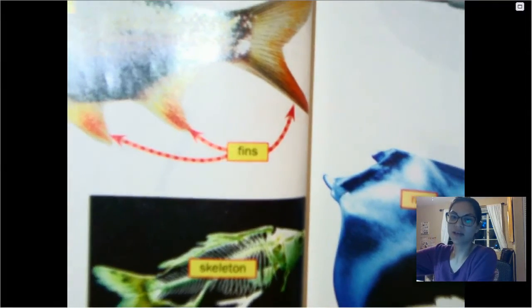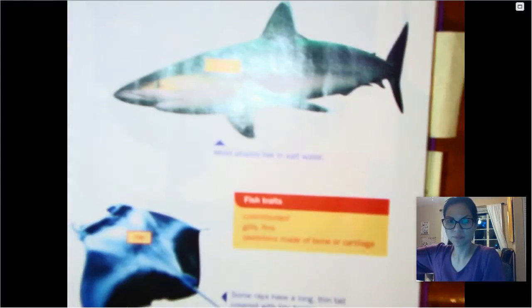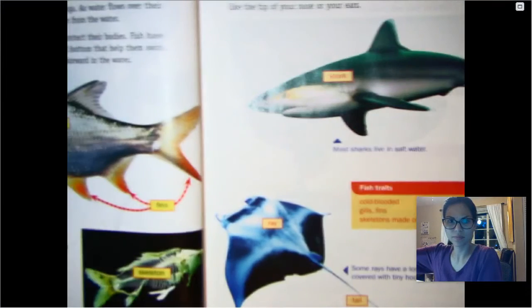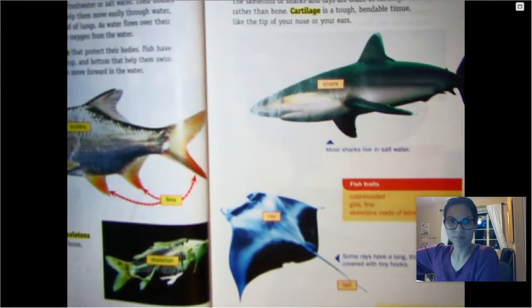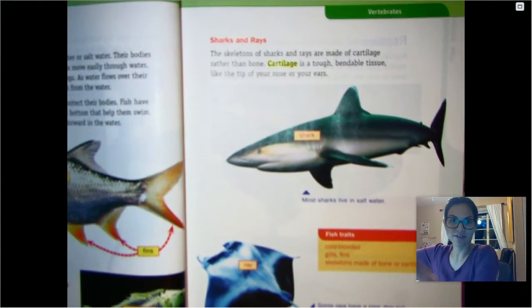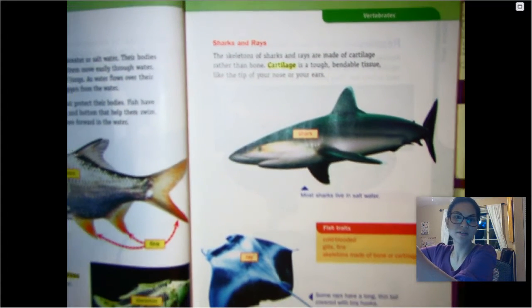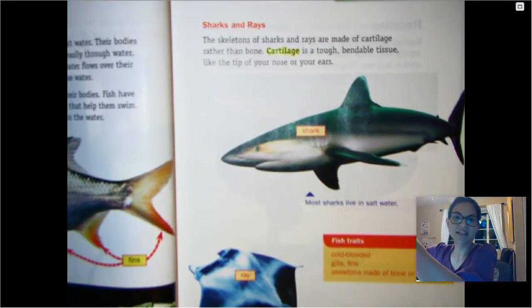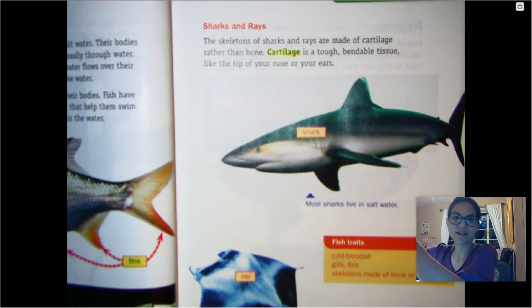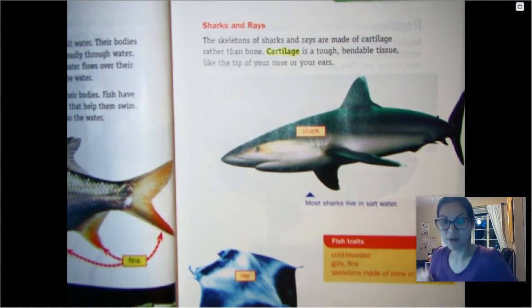Okay, next page. Sharks and rays. The skeletons of sharks and rays are made of cartilage rather than bone.